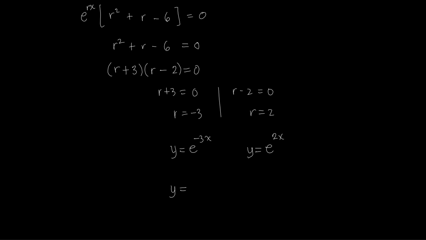But these have arbitrary constants. We have A and B, since they could be multiples, like in signals. So y is equal to A e raised to the power of negative 3x plus B e raised to the power of 2x. So this would be the general solution. Okay? Got it? Okay.